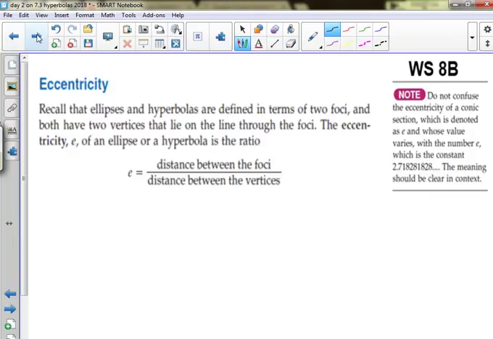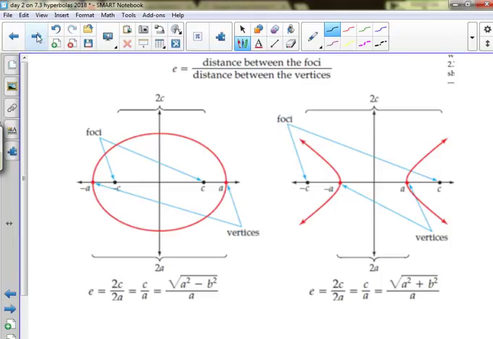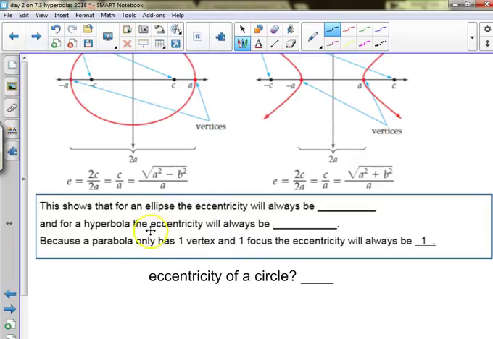All right, eccentricity. Oh, I forgot we had all this. We already did this yesterday though, kind of, right? Eccentricity is the distance between the foci divided by the distance between the vertices. Because it's further between the foci on a hyperbola, we get greater than 1. Do you have this little chart already or not? This shows the eccentricity for an ellipse. The eccentricity will always be less than 1, yes? Between 0 and 1 if you want to write it that way. For a hyperbola, the eccentricity will always be greater than 1.